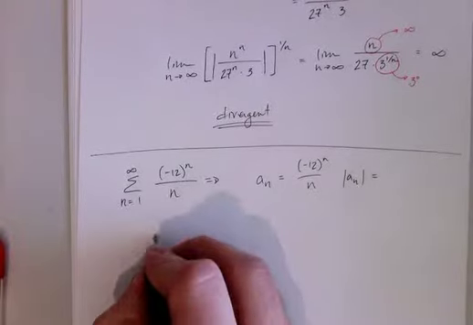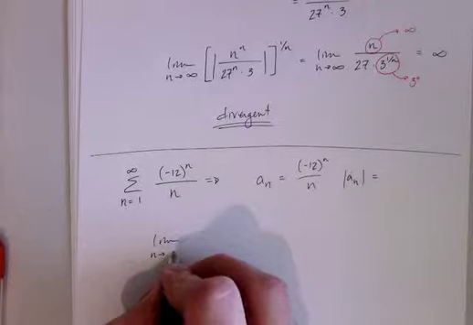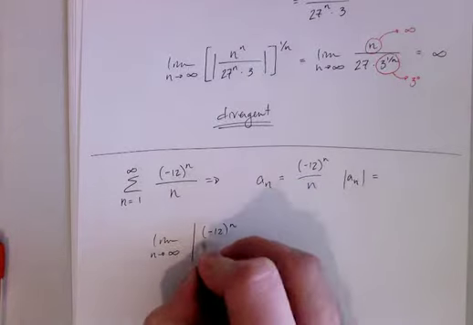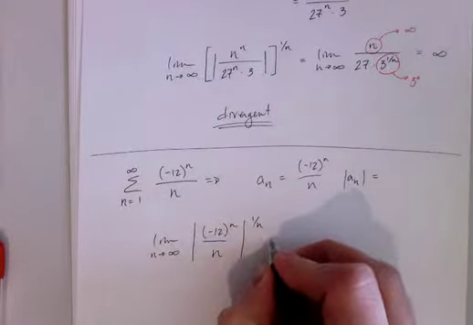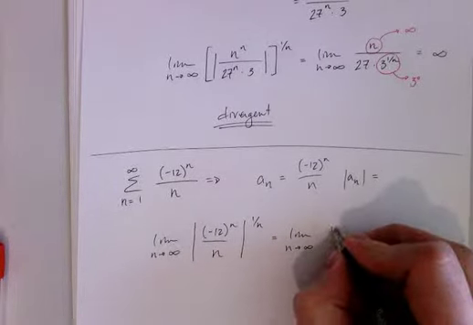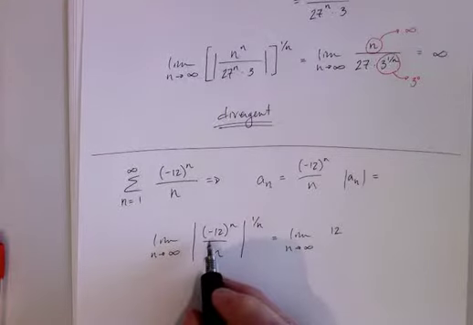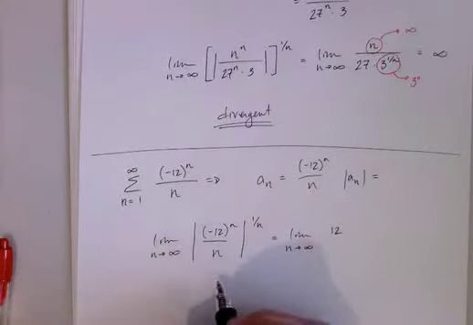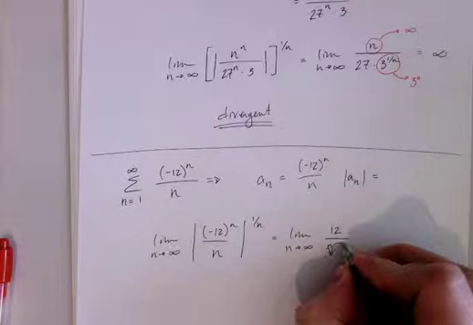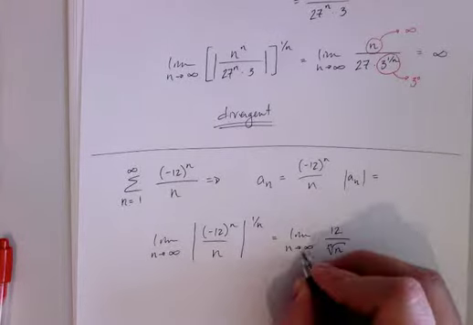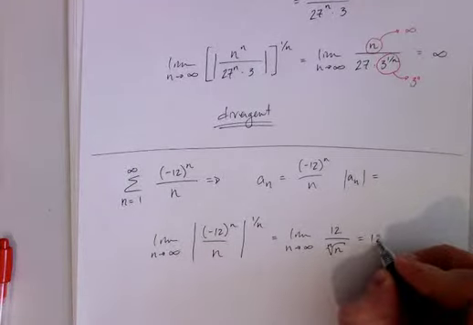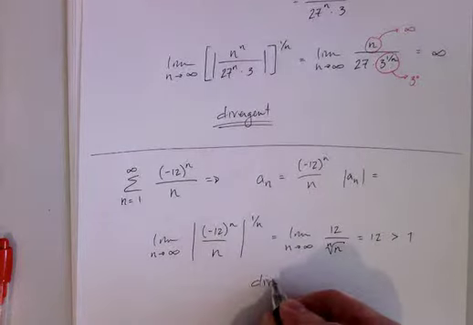Okay, so if we do the limit as n approaches infinity of negative 12 to the n over n, to the 1 over n, we're going to get the limit as n approaches infinity of 12. The absolute value bars basically make that negative evaporate after you've applied the 1 over n to that exponent right there. And I get n to the 1/nth, or the nth root of n. Remember that the limit as n approaches infinity of that quantity, I told you right at the beginning, is equal to 1, and therefore this limit is 12. That is greater than 1, and therefore that is divergent.